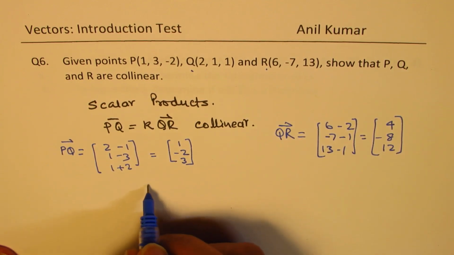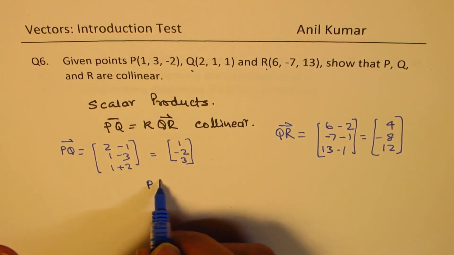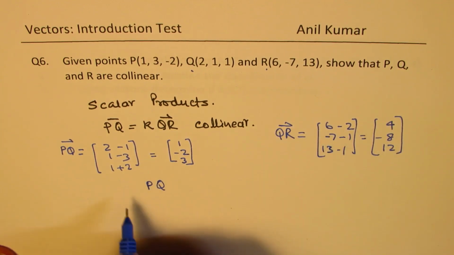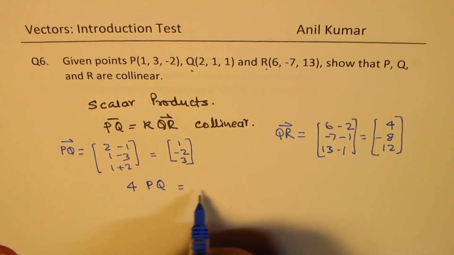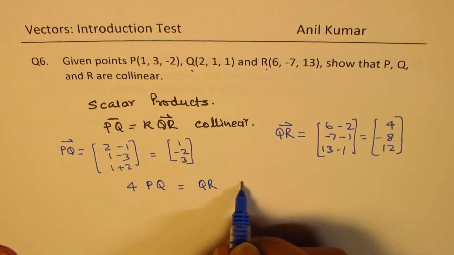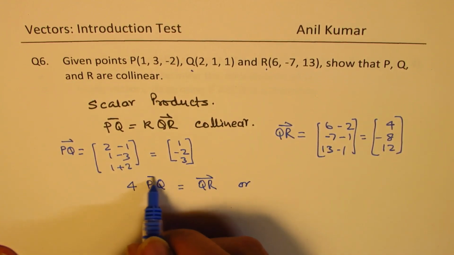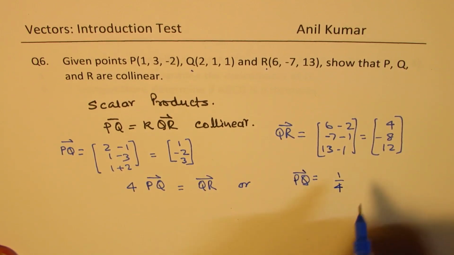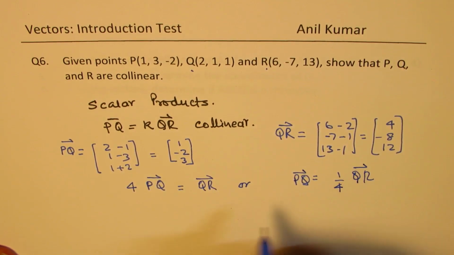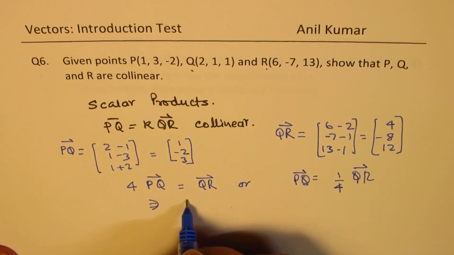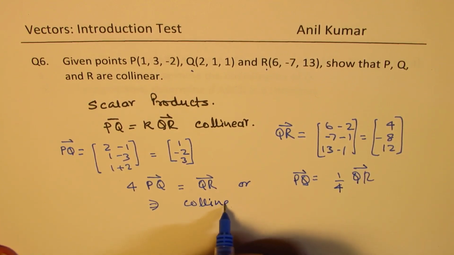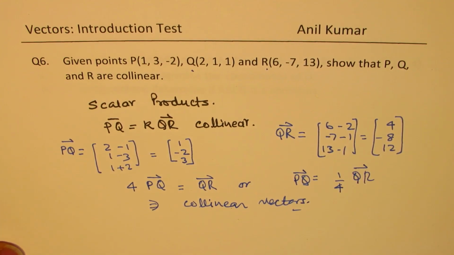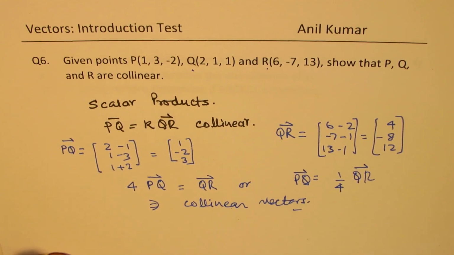So basically, we can say that if I multiply PQ by 4, I get QR. So 4 times PQ is QR. Or I could say PQ equals 1/4 of QR. That means they are collinear. Is that clear, right? That is how you're going to prove it.